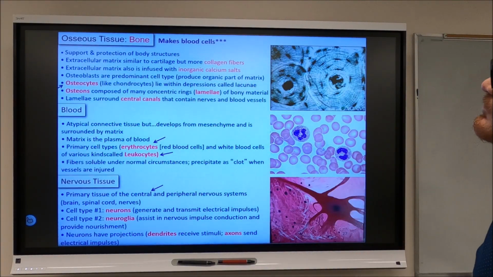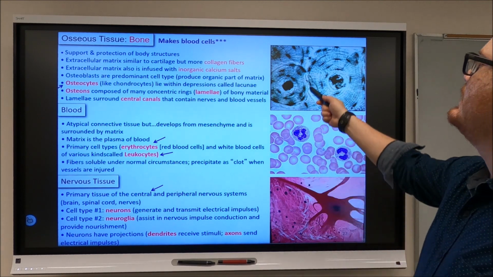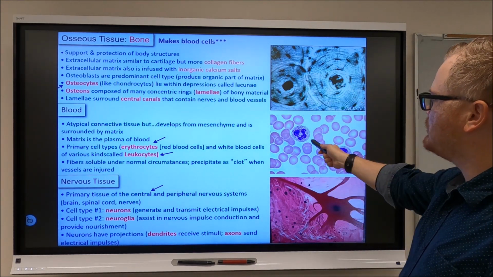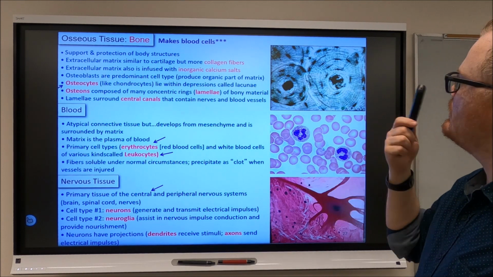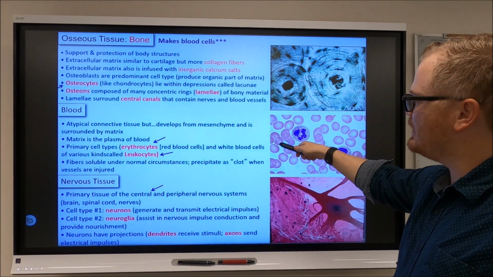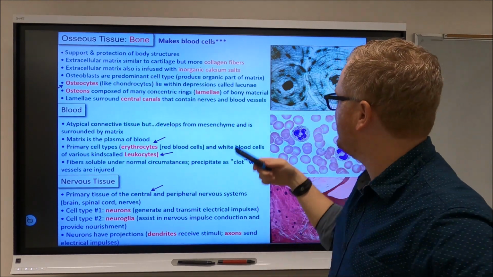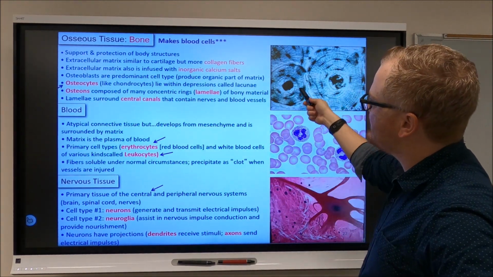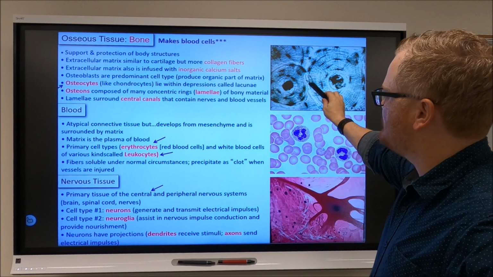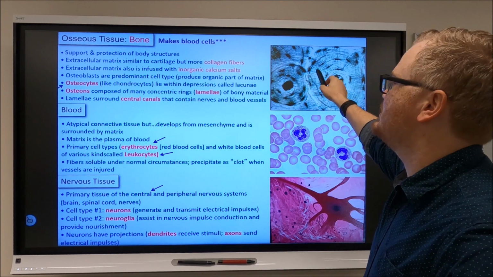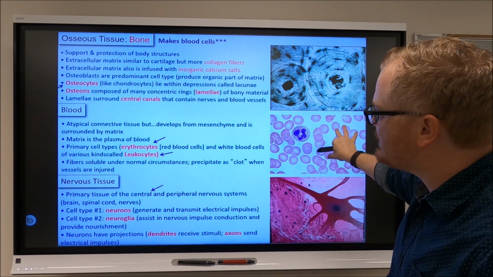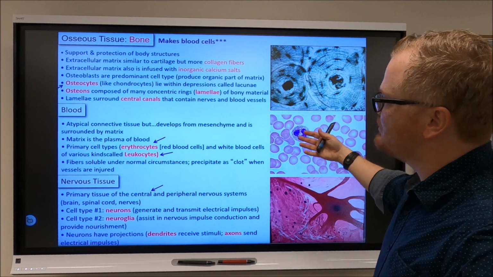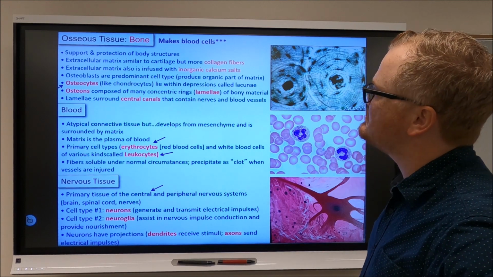Let's go here. All right, here are a few more tissues that I just want to talk a little bit about. Here is bone, blood, and nervous tissue. Bone and blood are both connective tissues. Again, the matrix here in bone is going to be comprised of a lot of calcium and phosphate, whereas down here in blood, it is a liquid, it is plasma, so these are quite different in that concept.